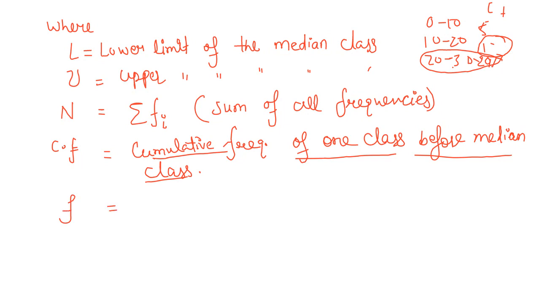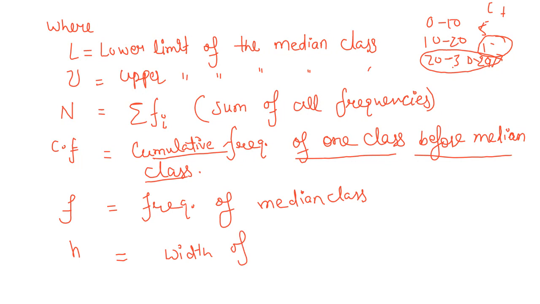Next, what is F? Formula is n by 2 minus C dot F divided by F. What is F? That is the frequency of the median class. And what is H in the formula? This is width of class, median class. Like if your median class is 20 to 30, then the gap between these two numbers is 10. So H is equal to 10.